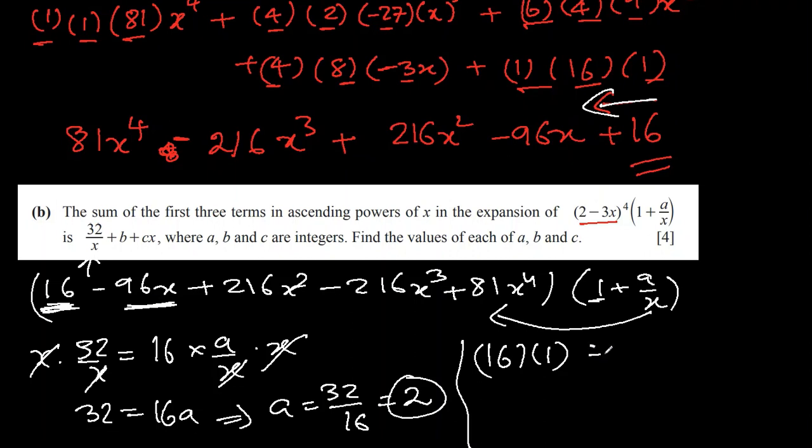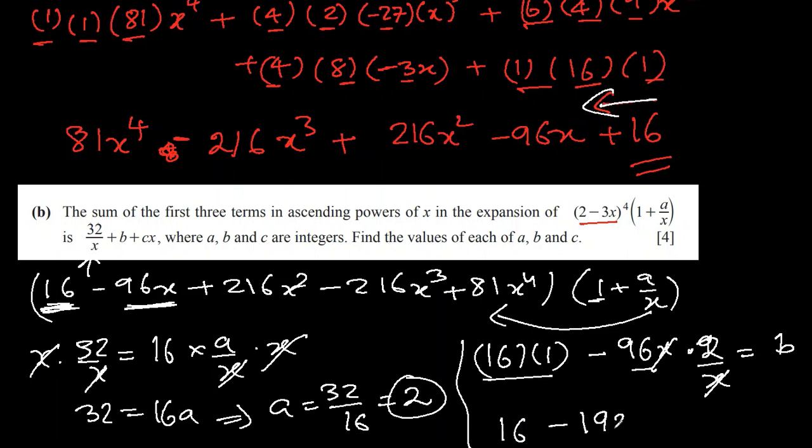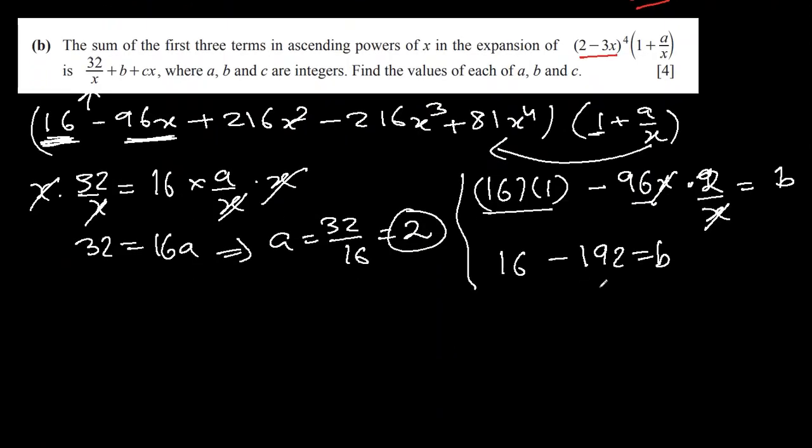So let me write that also. It is minus 96x multiplied by a over x. And a is known to us now, 2 over x, equal to b. So x and x cancel as expected, and it will be 16 minus 96 times 2 will be 192 equal to b, and 16 minus 192 will be negative 176. So we got the value of b as well.